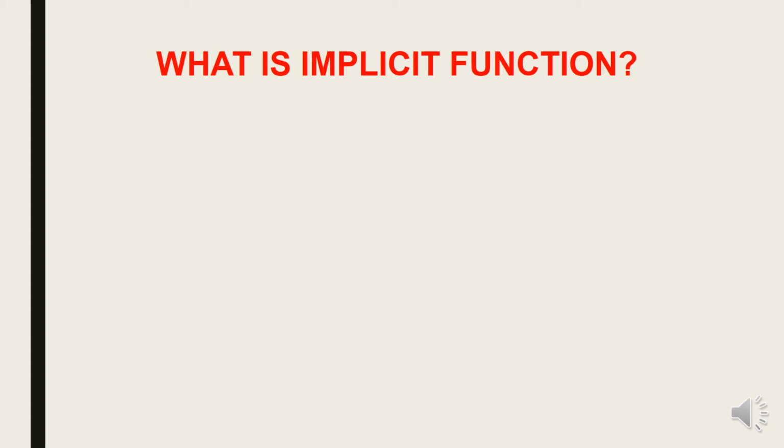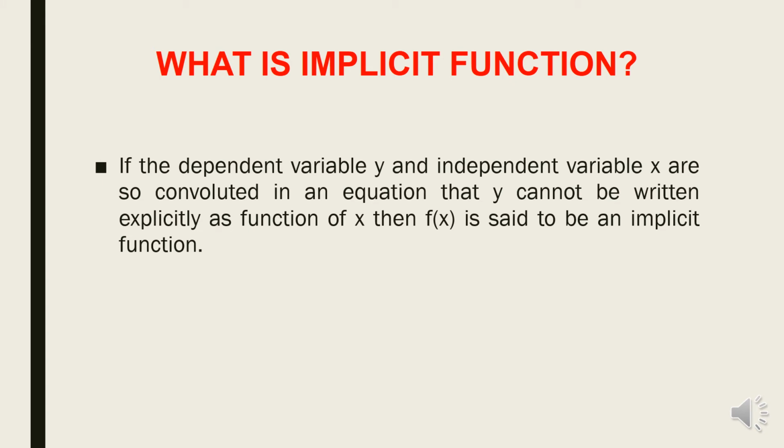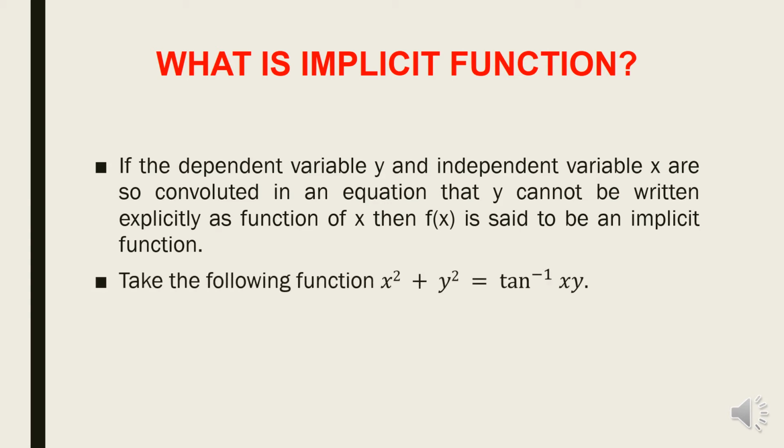Next we see what is implicit function. If the dependent variable y and independent variable x are so convoluted in an equation that y cannot be written explicitly as a function of x, then the function is said to be an implicit function. For example, x square plus y square is equal to tan inverse of xy.